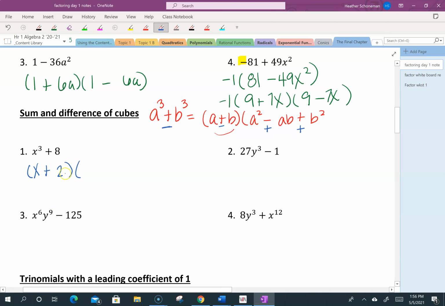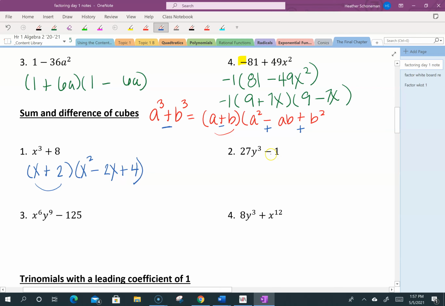Then to get the second parentheses, it's not going to be very similar like in squares. It's going to be different. So you square the x, get x squared, change the sign to a minus, multiply the 2 things together. The last sign is always plus, and so then we get 4.